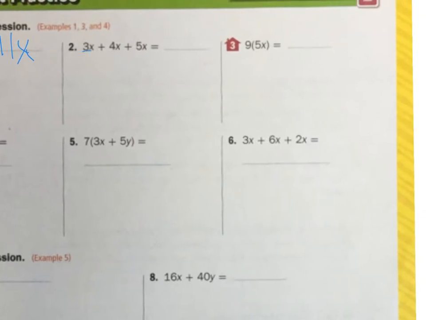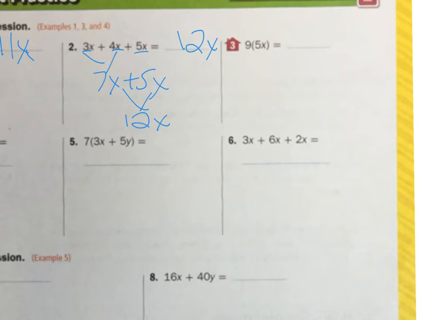Okay, number two. I have 3x plus 4x plus 5x. Those are my three terms. It's addition, so I'm just going to put them all together again. They're all like terms. 3 plus 4 is 7x plus 5x equals 12x. Okay, 12x. Not bad. This next one, number 3, is a multiplication. If I would write it out, it'd be 9 times 5 times x. And because of associative property, I can do that first. And that's 45 times x, which is the same as 45x.